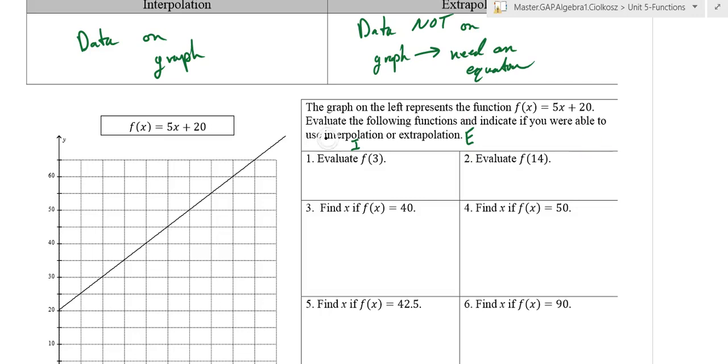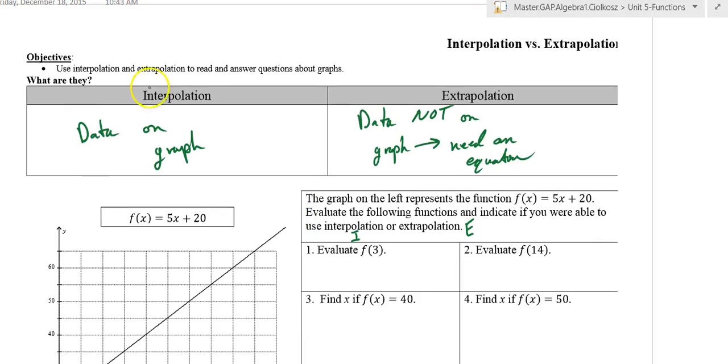Key idea here is these first two letters, IN. That means it's in the graph. Extra. Well, extra doesn't sound like it's very easy to find, right? So that's off the graph.